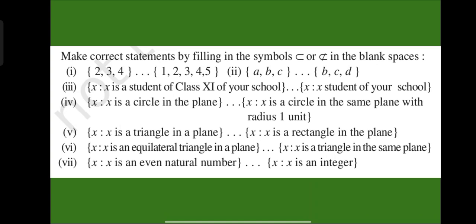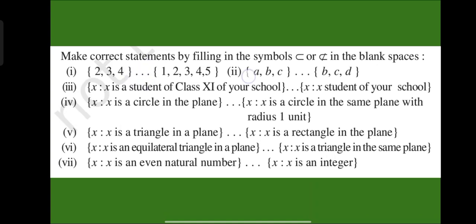So this is 2 and we can see 2 here. 3 and 4 are also here. So 2 3 4 comes under this set 1 2 3 4 5. So 2 3 4 is a subset of 1 2 3 4 and 5.